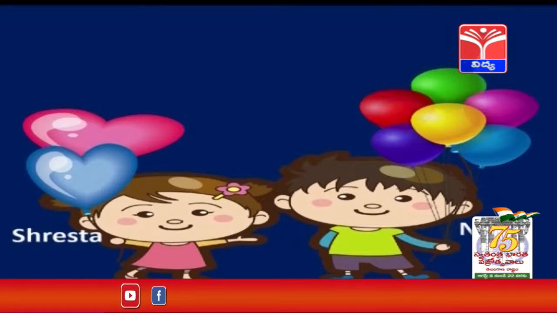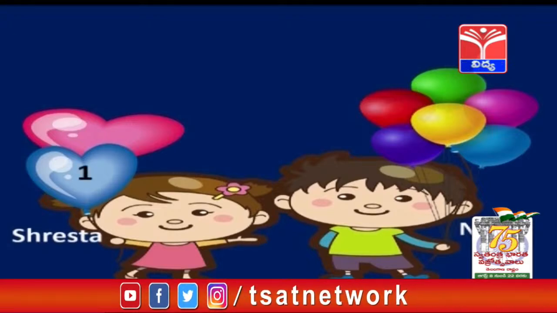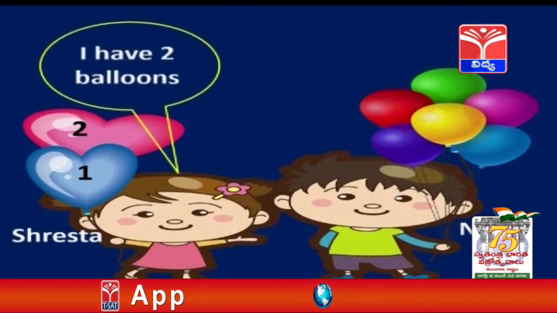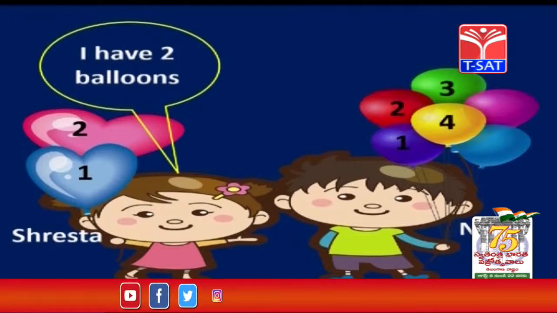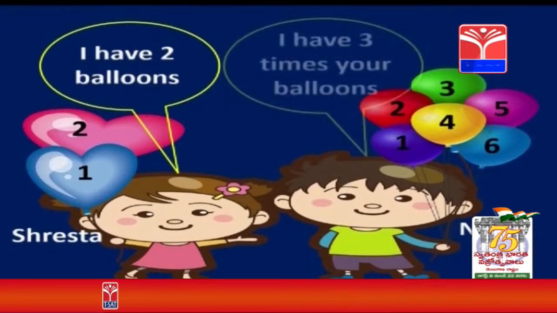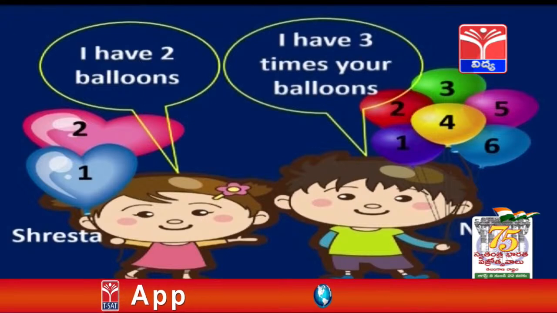Children, can you count the number of balloons with TT? 1, 2. Yes, she is having 2 balloons. So what she is saying? I have 2 balloons. Now can you count the number of balloons with Nikhil? Yes, 1, 2, 3, 4, 5, 6. How many balloons is Nikhil having? 6. What Nikhil is saying? I have 3 times your balloons.